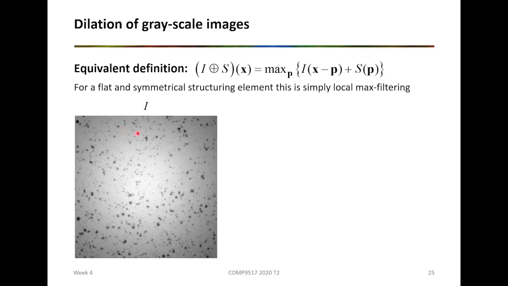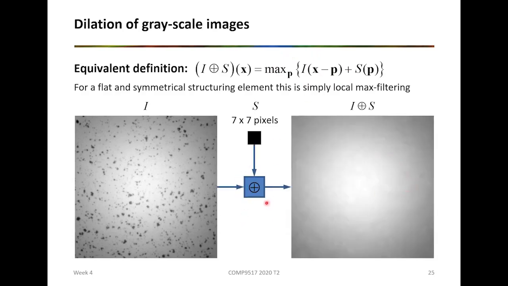Here's an example of the effect of this operator. If this is my original grayscale image, and if I would use a structuring element of 7 by 7 pixels, a flat structuring element, so the value is 0, so in this addition nothing is added, we're literally looking at the maximum value of the local image pixels. Then the grayscale dilation, the local maximum operator, would give this result, where all the small black spots have now been removed.